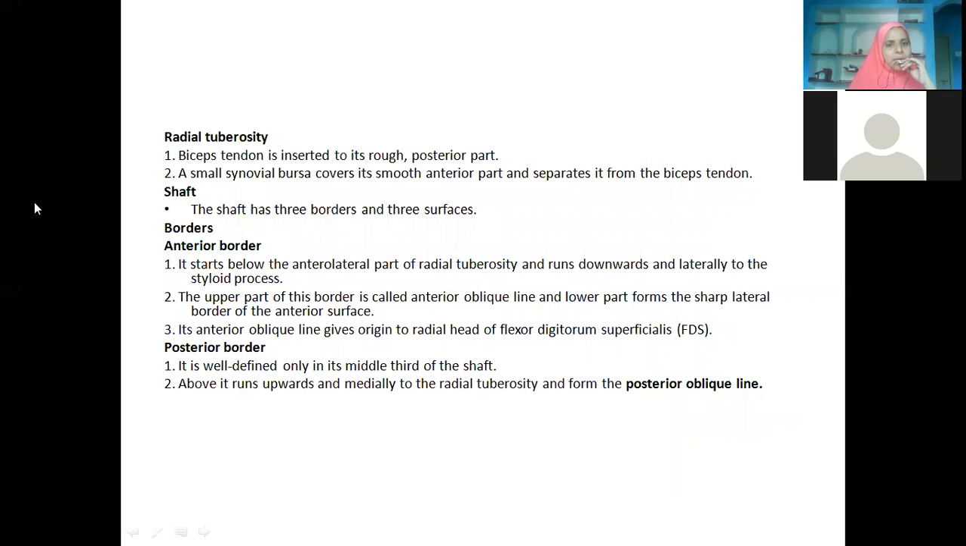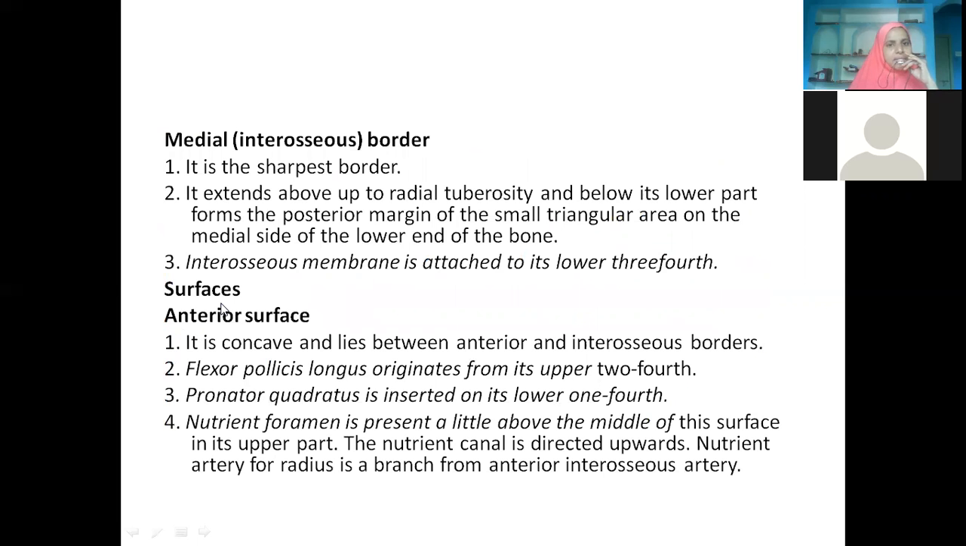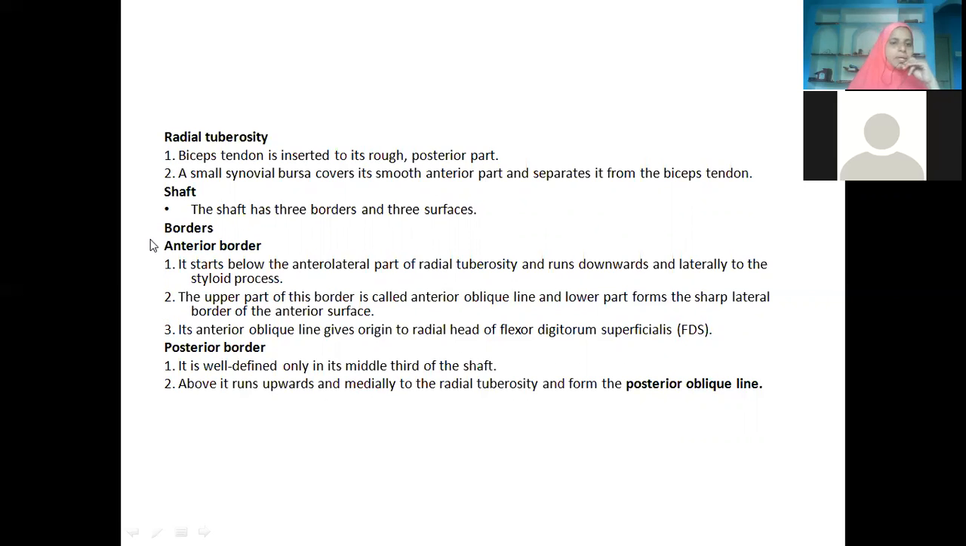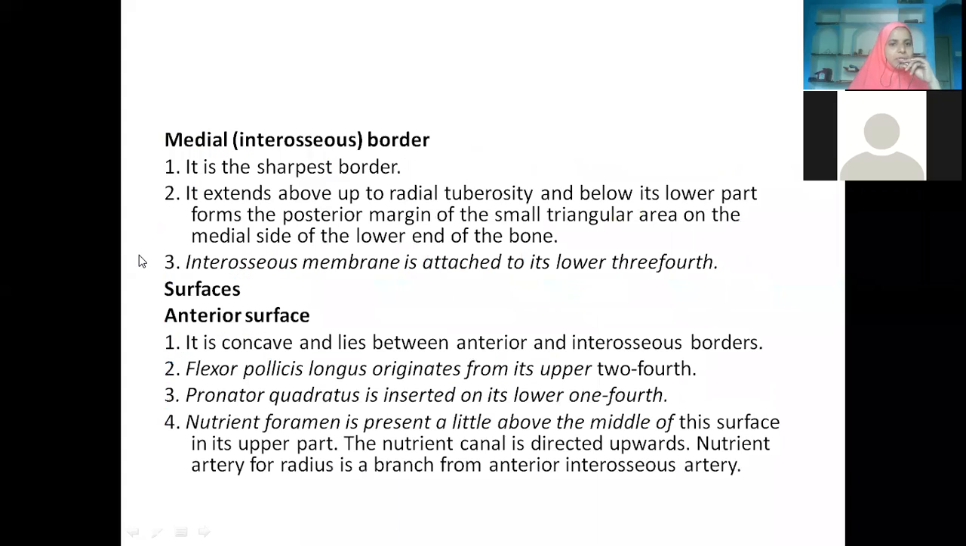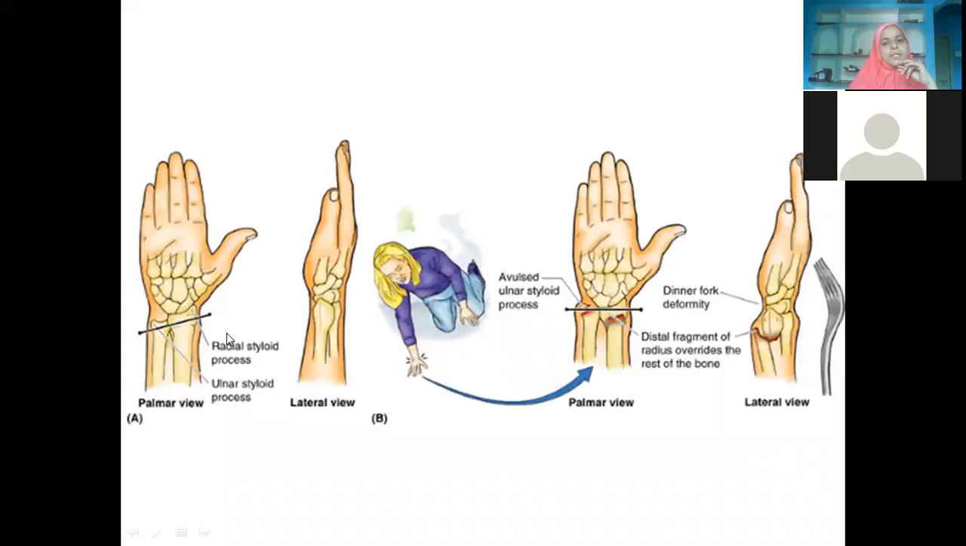This is all over. So apart from that, you also have certain borders, isn't it? What are the various borders we have? We have 3 borders. One is the anterior border, posterior border, and interosseous border, which is also called the medial border. Let us go to the book.